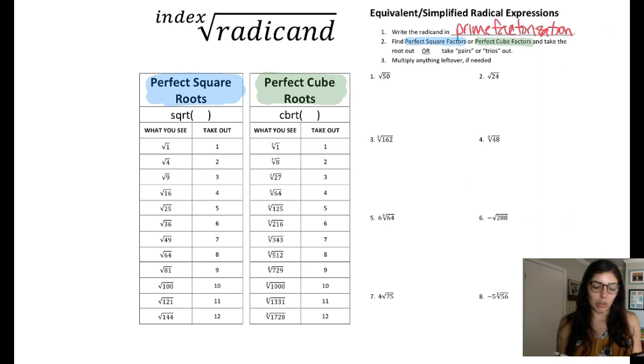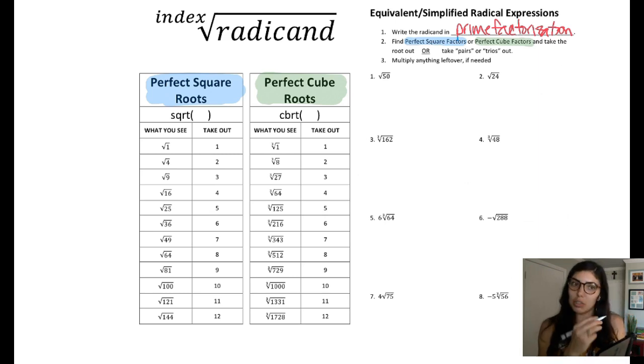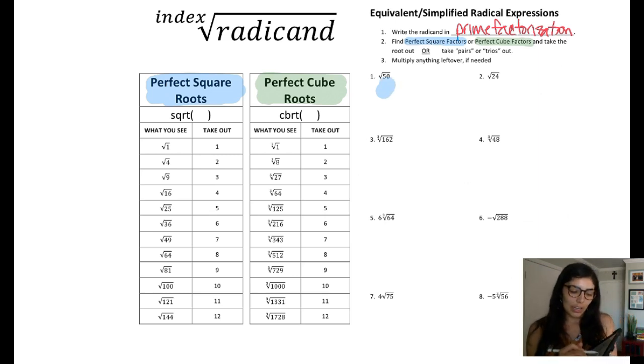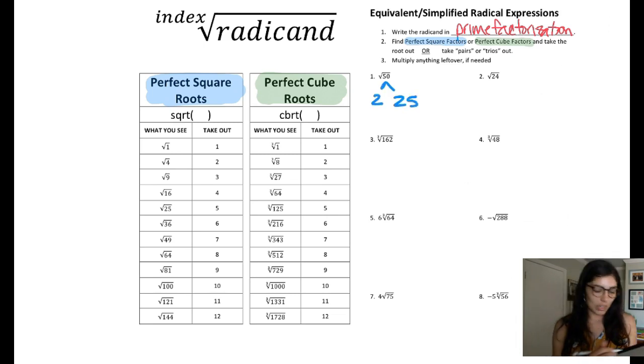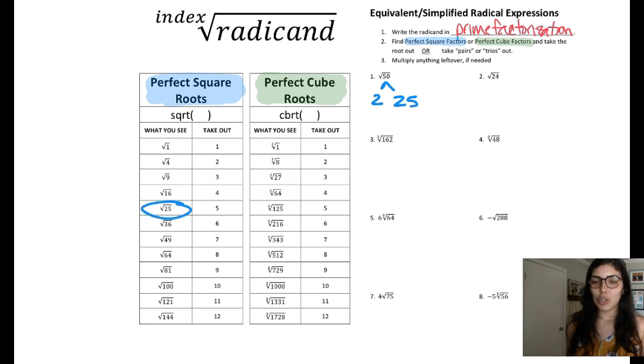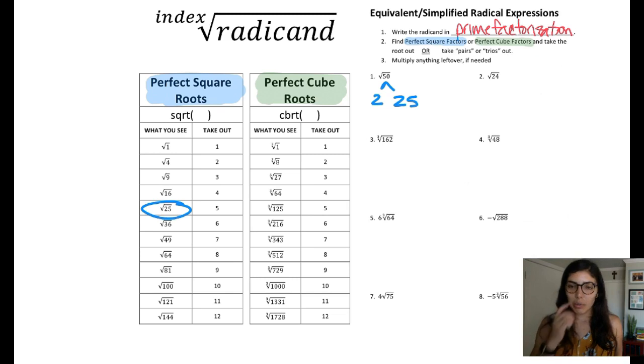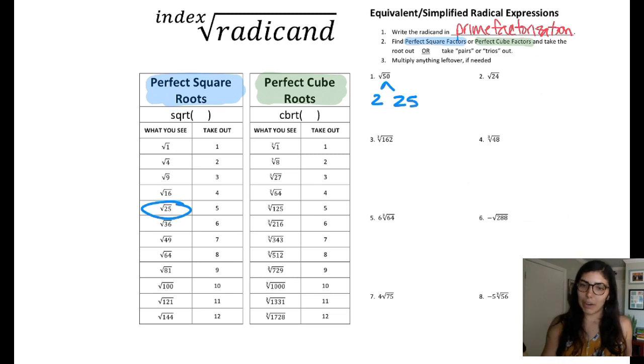It's a square, so I'm going to be using the perfect square roots table. And if I break it down like I did on the other page to 2 times 25, because that's 50, isn't 25 on my table? 25 is on my table. I know immediately that that's going to pop out as a 5 because it's a perfect square root.